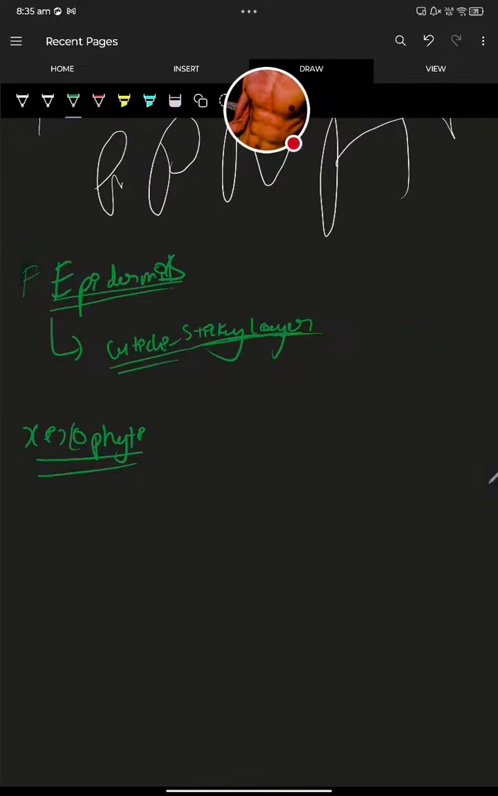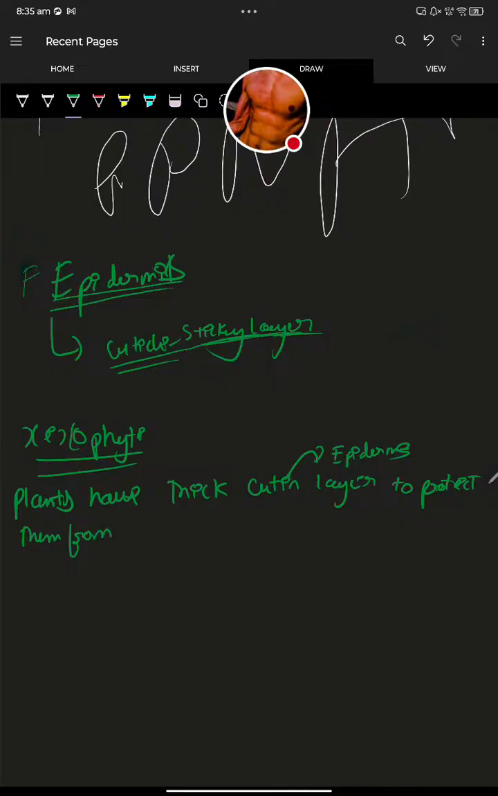So xerophyte plants have thick cutin slash epidermis, a thick cutin layer to protect them from the dry and arid condition. And a prime example is cactus.